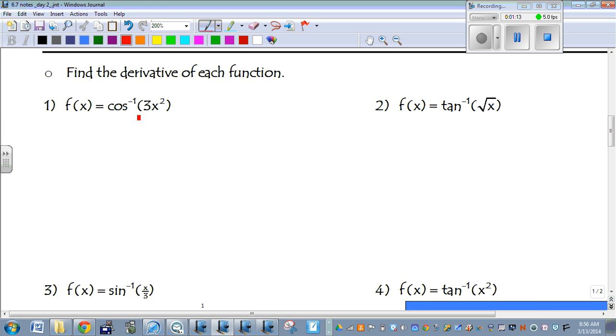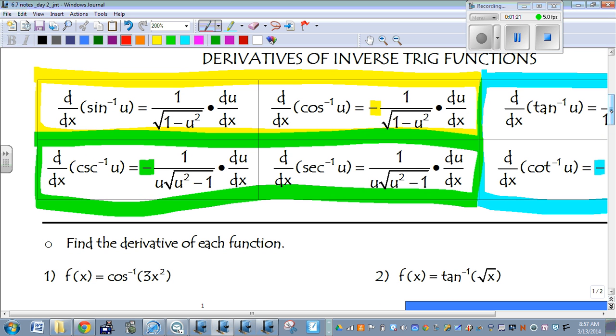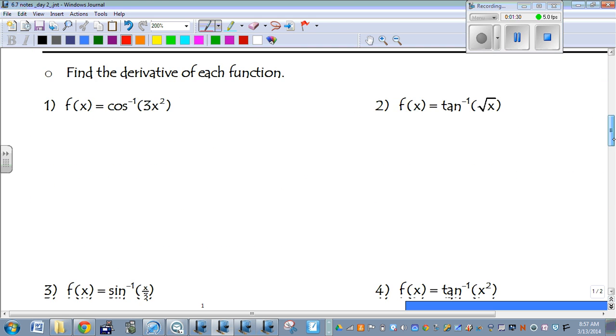Number one, inverse cosine of 3x squared. So this 3x squared, that's our u. So inverse cosine, we just did that one. I'll look back up here. It's negative 1 over square root of 1 minus u squared times the derivative of u. So just times the derivative of that inside part with respect to x.